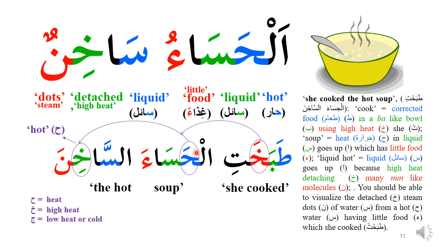As you see here, the soup and the hot both are ism, so they are mansub because they are object. And tabakhat, this is tabakhat originally, and then the kasra is added to link this to this ism. To link this fa'al with the ism, you have tabakhatil hasa'a sakhina, right? She cooked the hot soup.